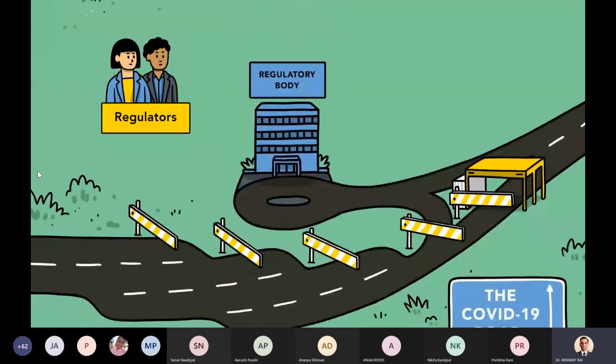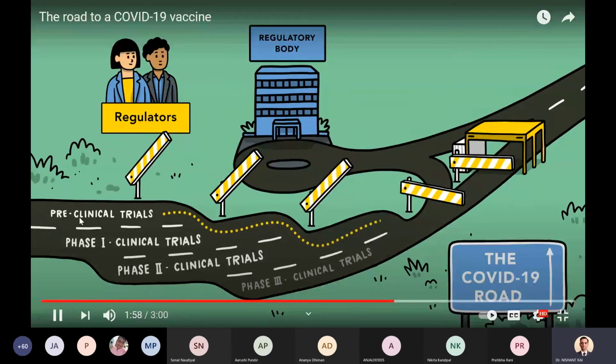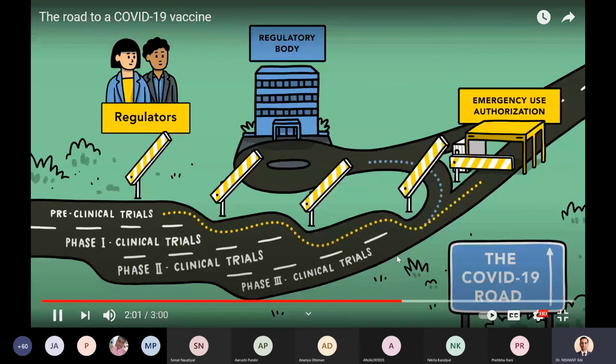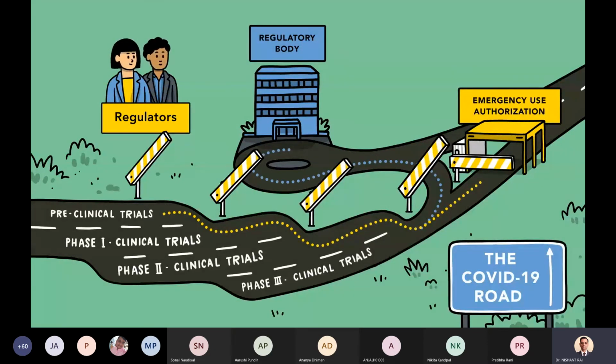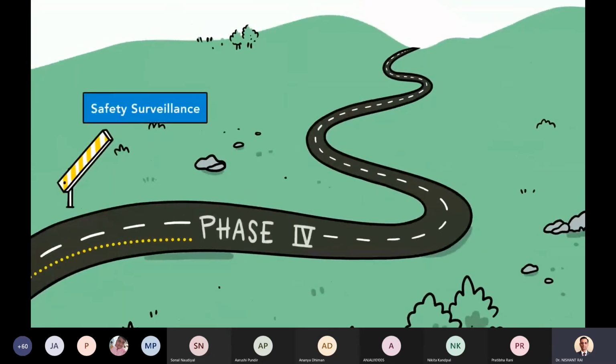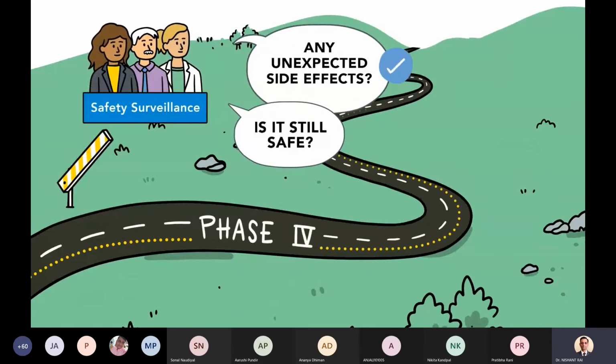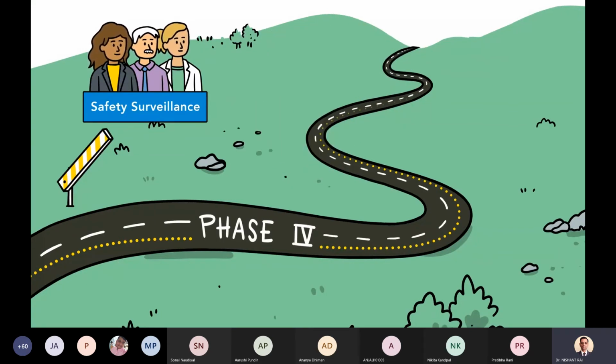But because of the urgent need for a COVID-19 vaccine, some of the phases can run in parallel, and the research team can submit a request for temporary authorization from national regulatory authorities and an emergency use listing from WHO. This authorization and WHO emergency listing are only given if the vaccine meets strict safety and effectiveness criteria. But the road doesn't stop there. Once the vaccine is in use, it continues to be monitored by health authorities for safety and for effectiveness to ensure the vaccine maintains the highest standards.